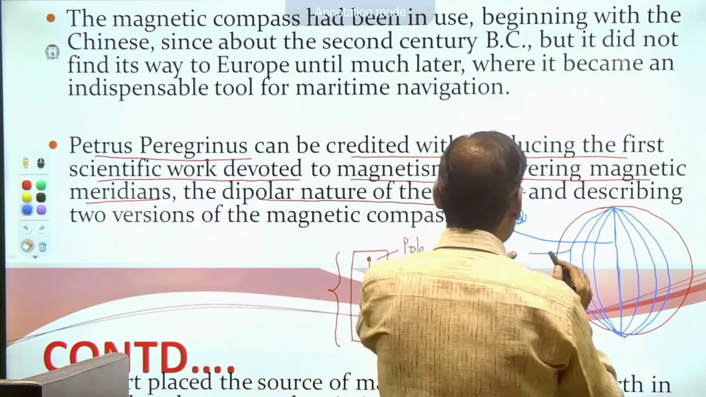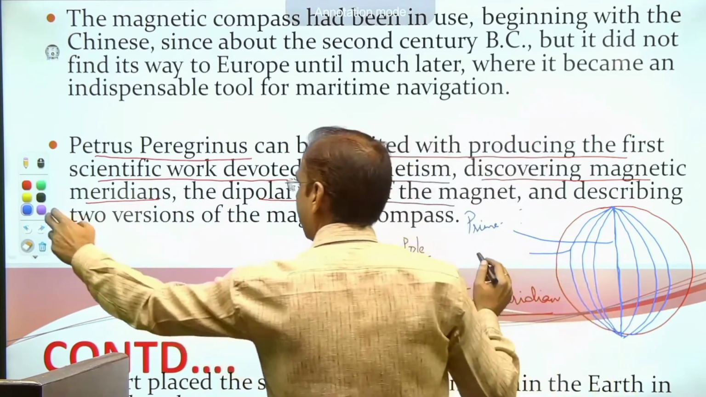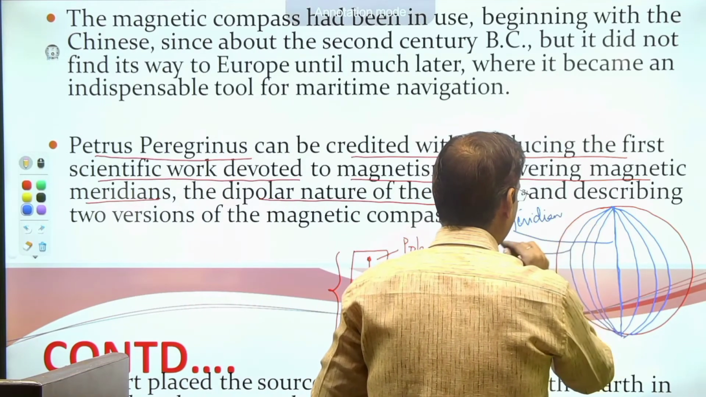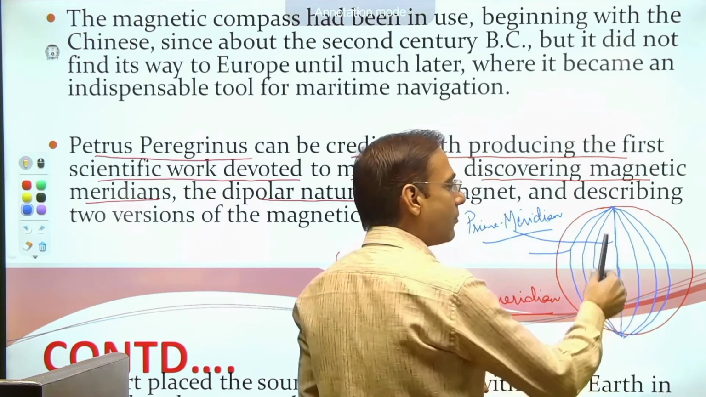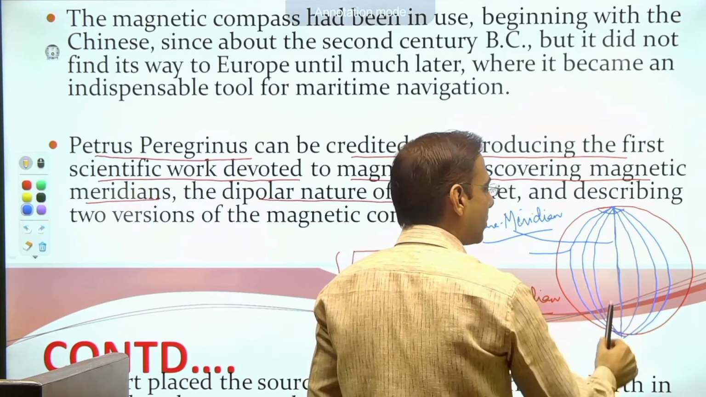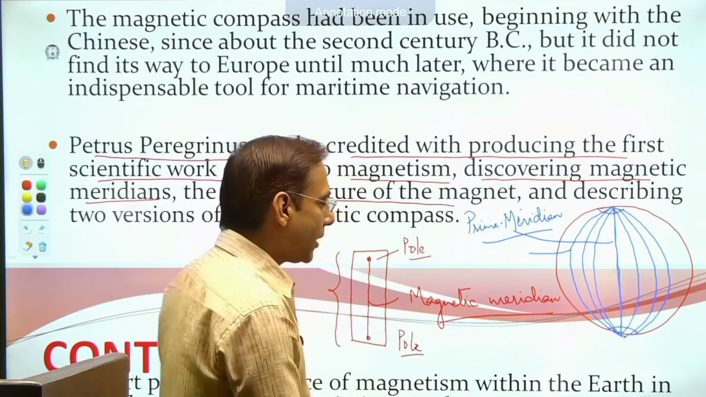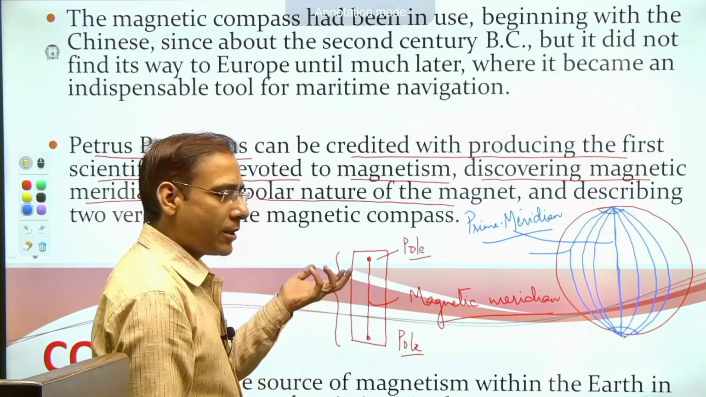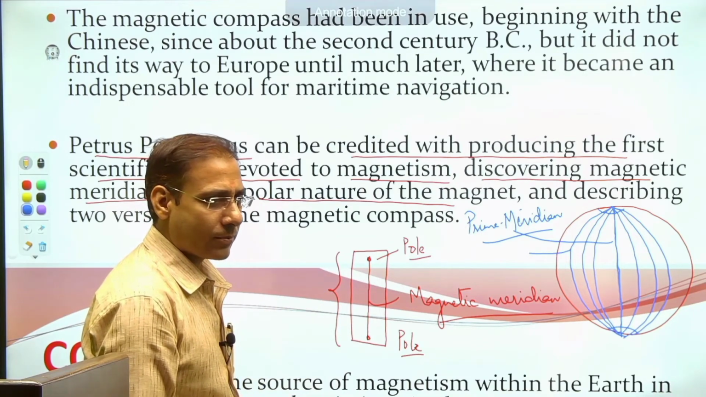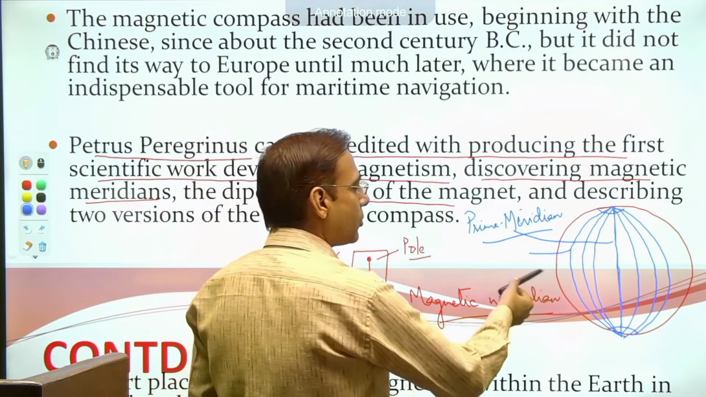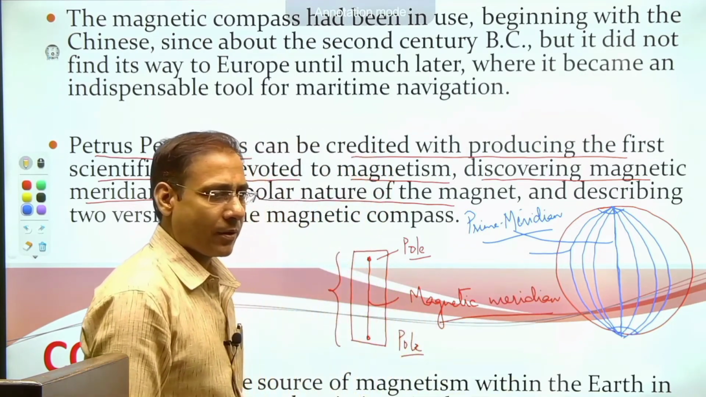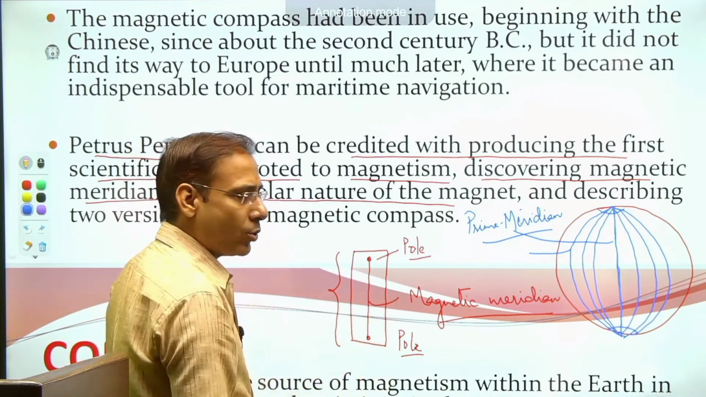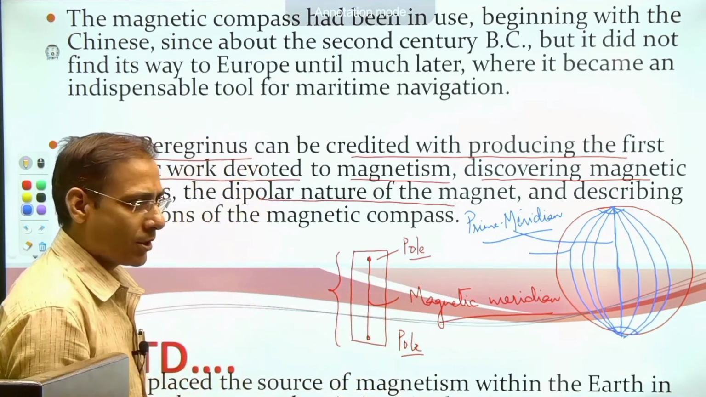Why prime? Prime means first. It is the first meridian, means this line is known as meridian. Here we connect the geographical pole to the geographical pole. Here we connect the magnetic poles. So this meridian is a line which joins the two poles. Getting my point? Okay, so these longitudes are also known as meridians. Now this is the magnetic meridian. Who studied the magnetic meridian first?